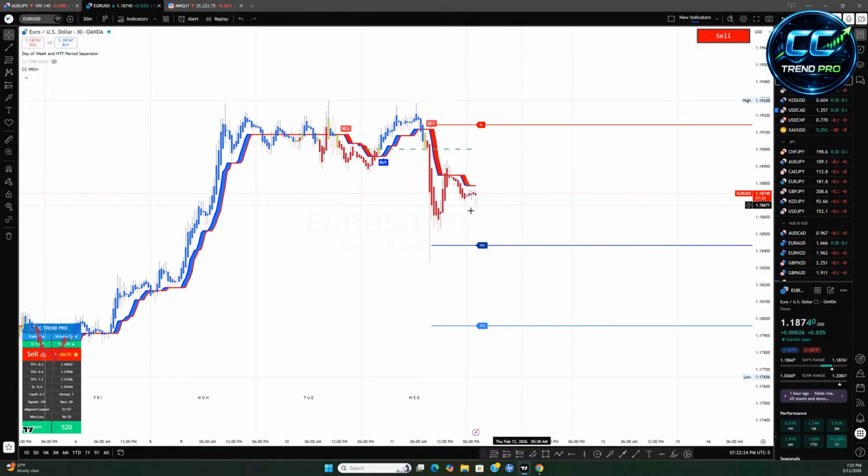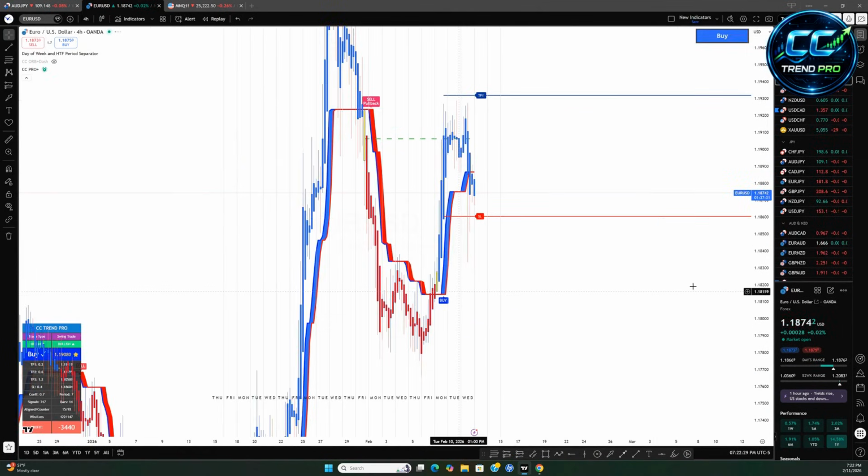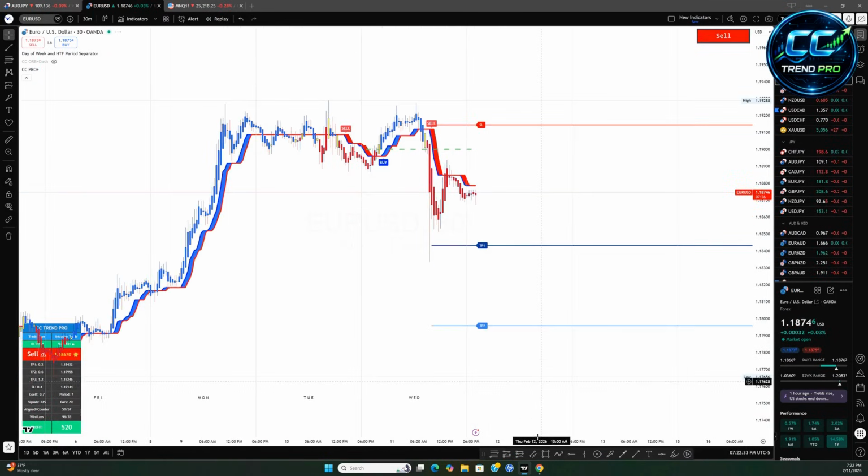So now, what you want to wait for, if you want to trade with the higher time frame trend, the 4-hour and the daily, what you're going to do here on the 30-minute, you're going to wait until price breaks above these moving averages and you get a trend change candle, right? And then once you get that trend change candle, it's going to tell you to buy, and then that's when you buy Euro USD to continue in the direction of the higher time frame trend. Does that make sense? Right?